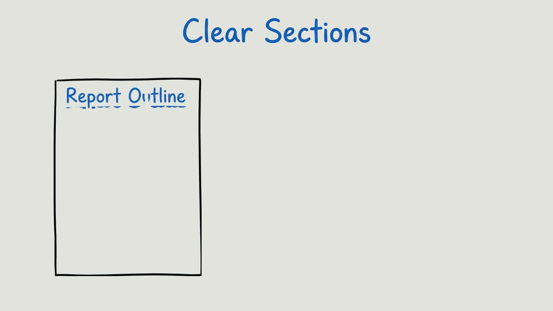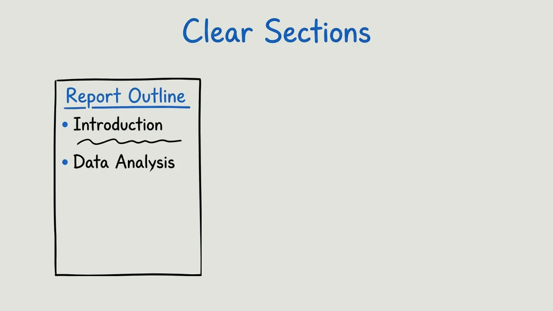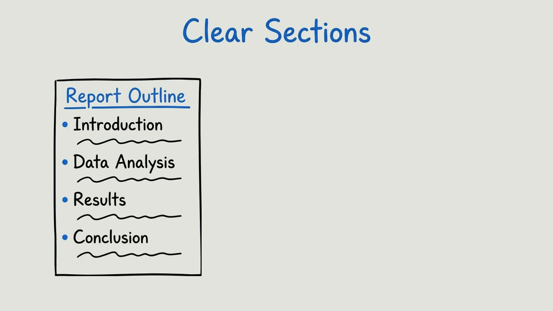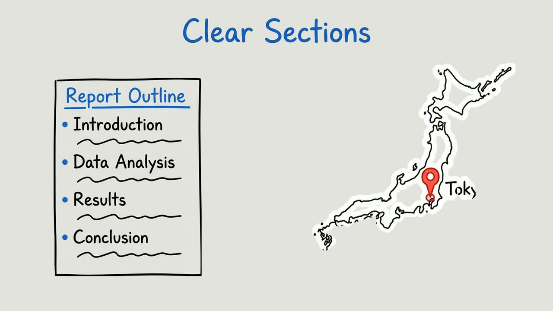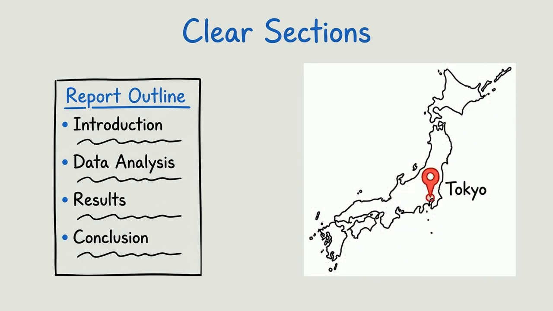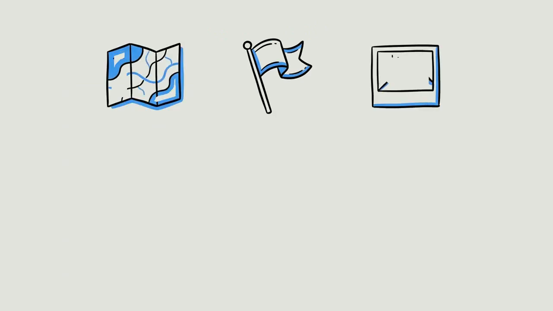Next, organize your report into clear sections. Include location and geography, capital city, population, national flag, government type, language, landmarks, and cultural fun facts. For example, Japan is an island country in East Asia, and Tokyo is its capital city. Use maps, flag drawings, and photos to help readers understand your information.